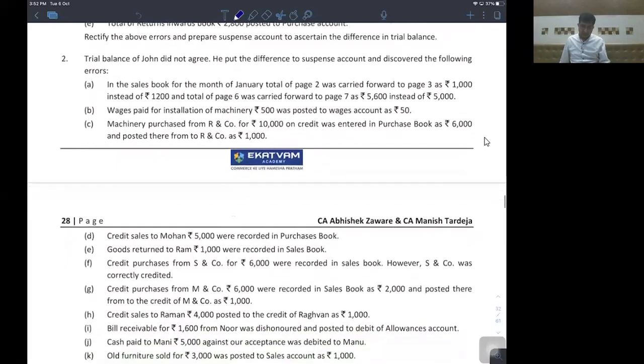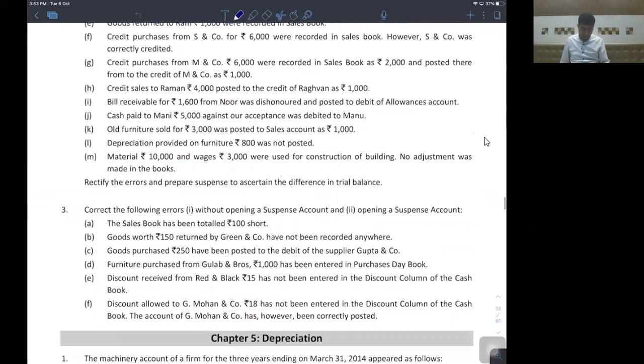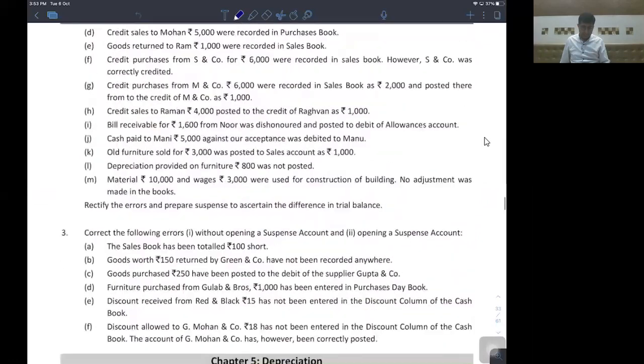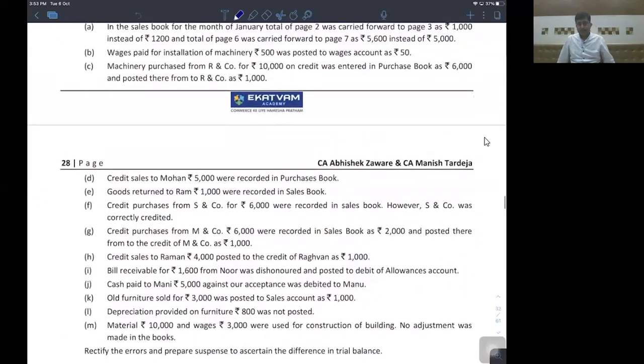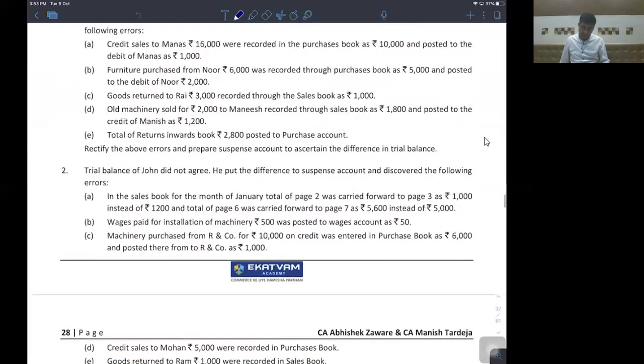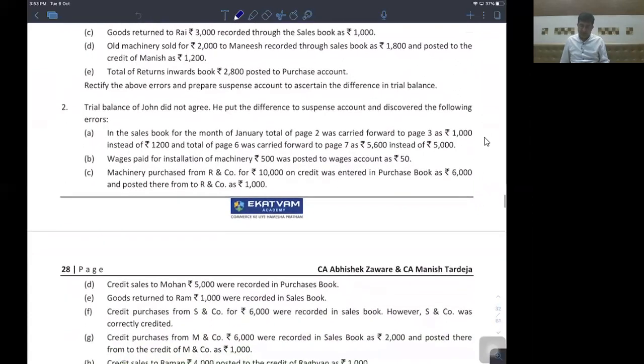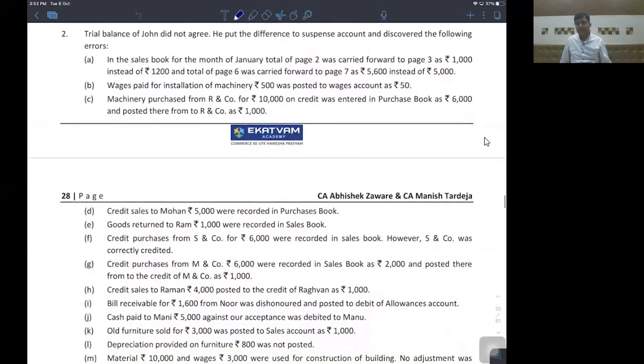Okay. Let me go to the next question then. Trial balance of John. You prepare the suspense account and just find out the difference that has to be placed in the trial balance. That's it. Sahil. Yeah, trial balance of John did not agree.